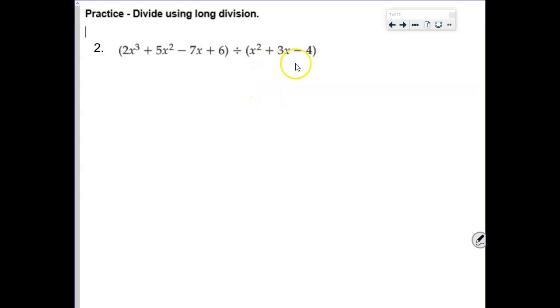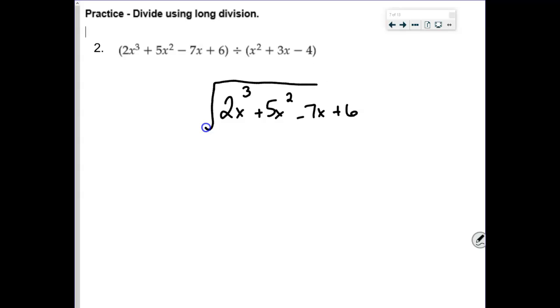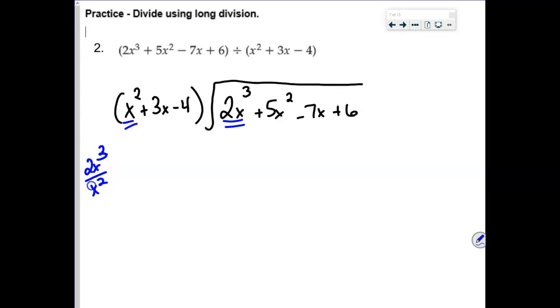Number 2 is making you sad, but it shouldn't. The larger your divisor, the less work you're going to have. So, yay for large divisors. Here we go. 2x to the third plus 5x squared minus 7x plus 6, all that being divided by this large and in-charge divisor of x squared plus 3x minus 4. Please put parentheses around that. First step is for us to divide these, and we're not going to have many more steps after this. What happens when you take 2x to the third and divide it by x squared?